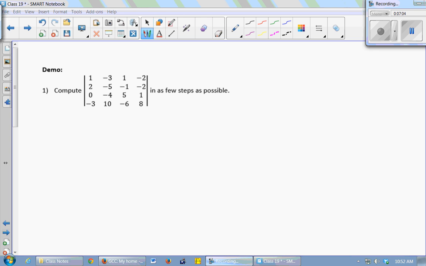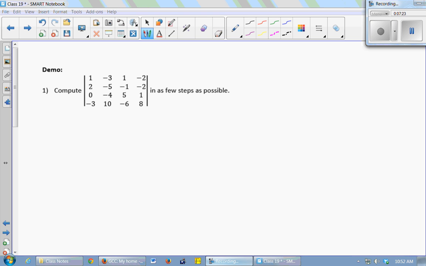All right, so I have a 4 by 4 matrix here. I want to compute its determinant. I know that it's asking me to compute a determinant because those are vertical lines and not square brackets. So that's just notation for determinant. So we want to compute the determinant of this thing.